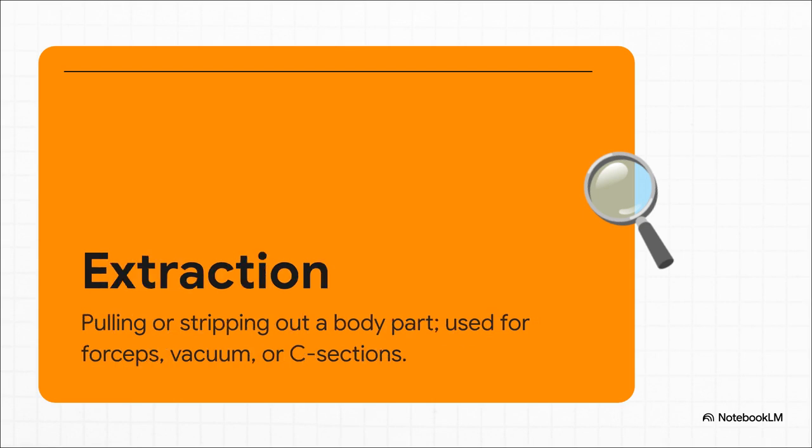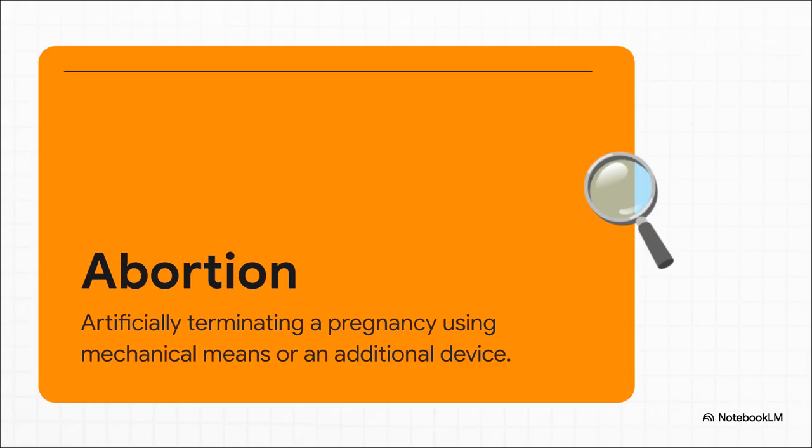But the moment a device like forceps or a vacuum gets introduced to assist the delivery or a C-section is performed, the root operation fundamentally shifts. We are no longer coding a delivery, we're now coding an extraction, which is character D. Extraction literally means pulling or stripping out the products of conception, and it requires specific qualifiers based on the exact tools or incisions used. Now, for medical necessity terminations, the root operation is abortion, represented by the character A.